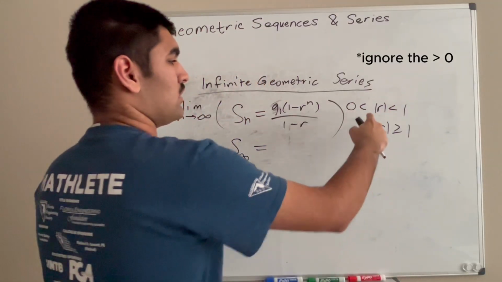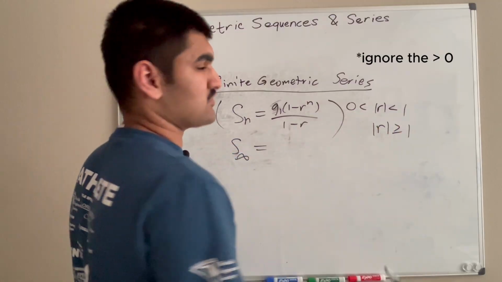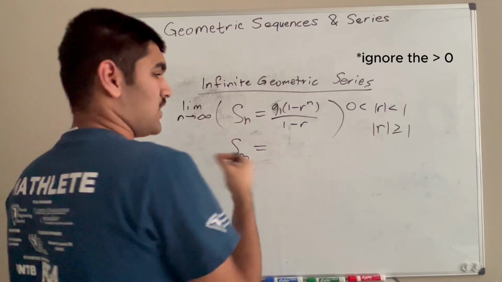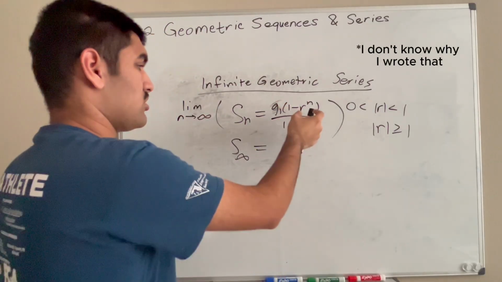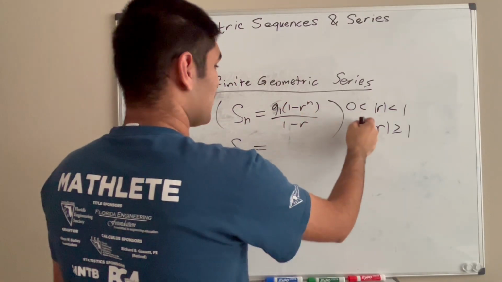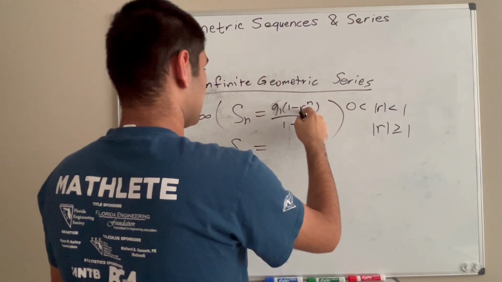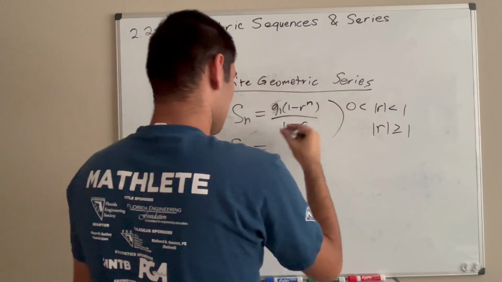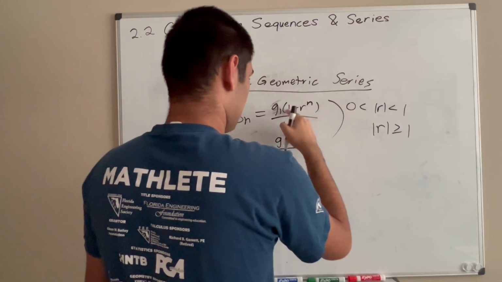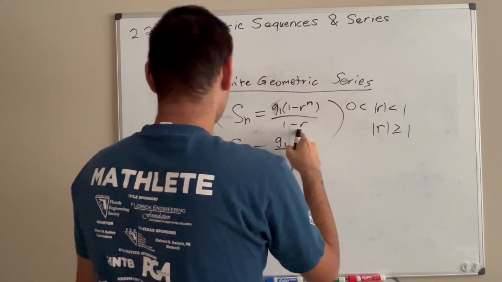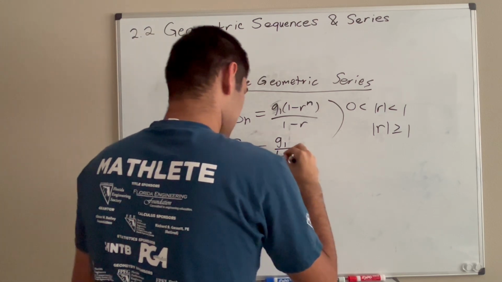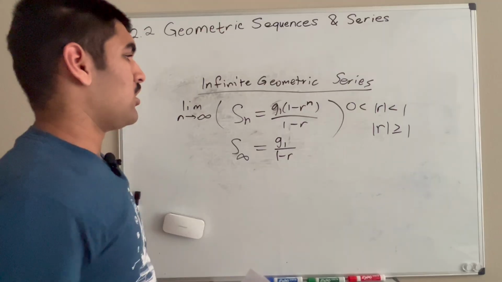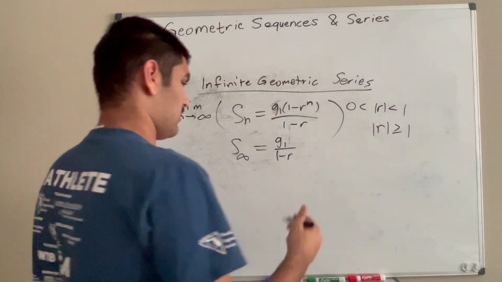On the other hand, if r is between 0 and 1, so essentially a fraction, then we have a fraction to the power of infinity. That gets smaller and smaller, so it approaches 0. So for this case, r to the n is basically 0, because r to the infinity is 0. Here we just get g1 on top, since 1 minus 0 is just 1, and on the bottom we have 1 minus r, because that doesn't change.